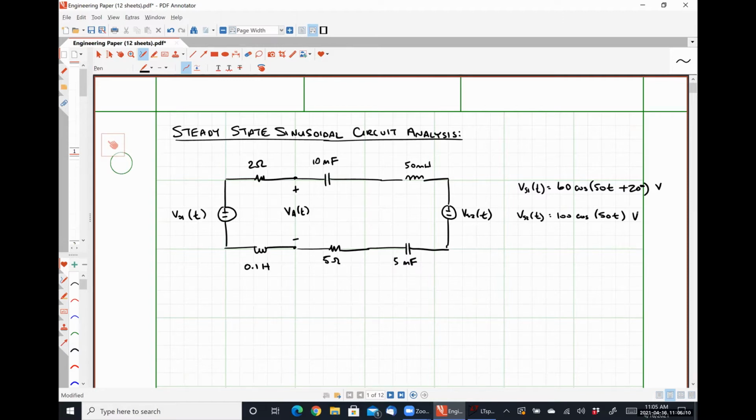First step, we develop phasor relationships for our voltages. Just our voltages, because we don't have any listed currents right now. So how do I convert my time domain voltage VS1 into a phasor voltage VS1? 60 angle 20 degrees volts, right? The only information we carry along is our magnitude and our phase angle. What about for VS2? What's our phasor representation of our time domain voltage VS2? 100 angle zero.